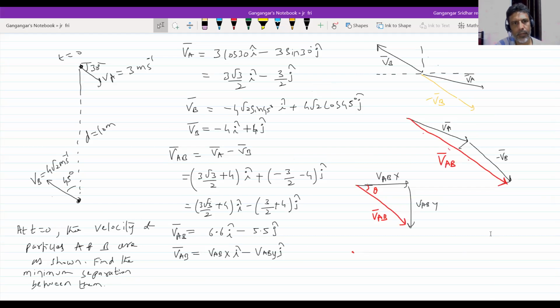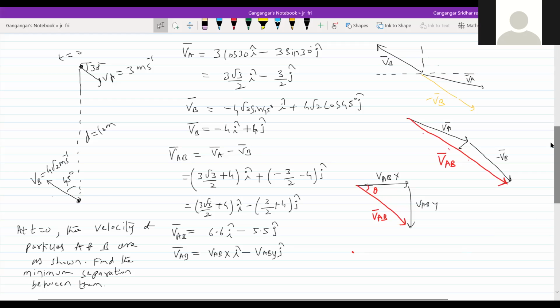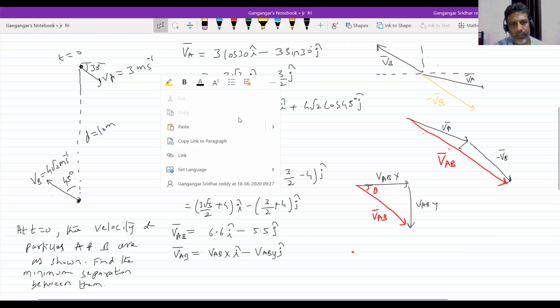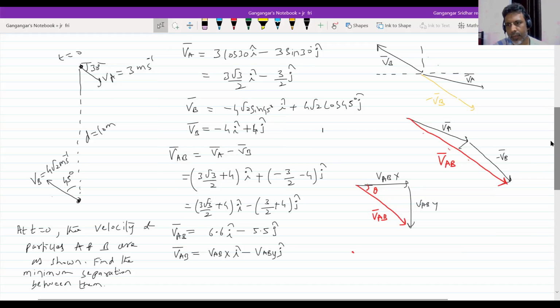Are you able to see the screen? Yes, sir. We can see it. It's not responding. Scrolling is not responding. It's not scrolling down.